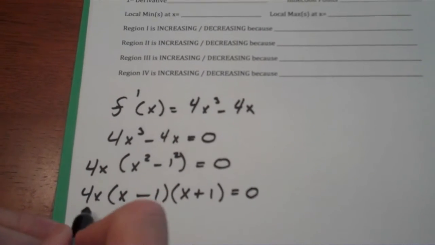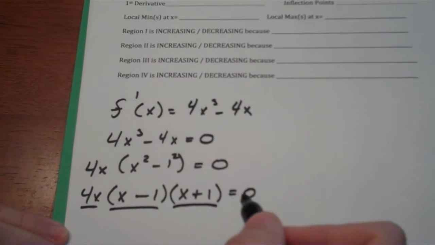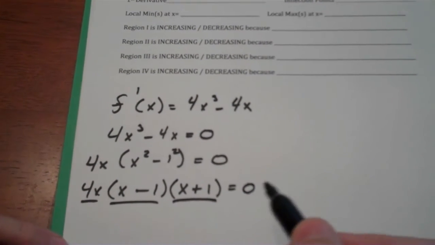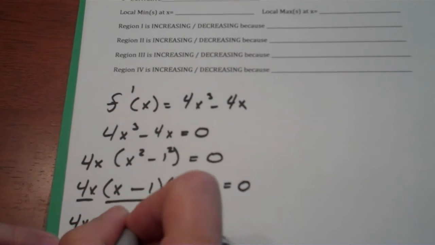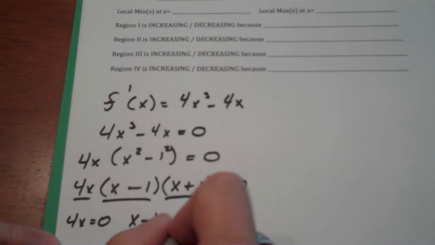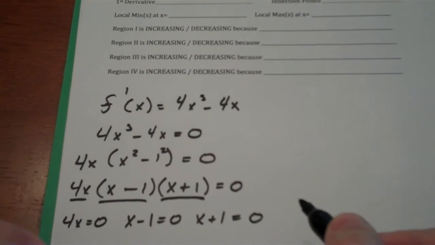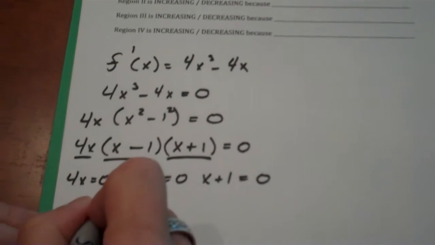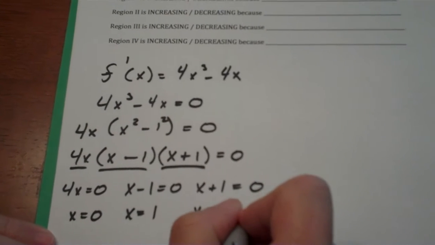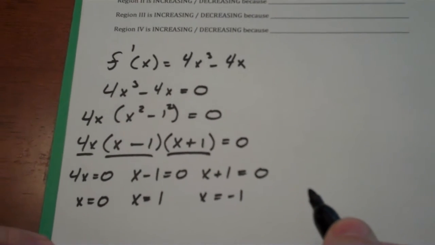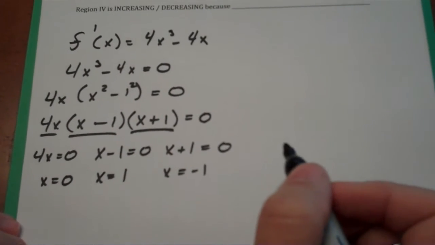Now at this point I have the product of three things: 4x, x minus 1, and x plus 1. If the product of those three things equals 0, then either 4x must equal 0, or x minus 1 must equal 0, or x plus 1 must equal 0. In this case, x equals 0, x would equal 1, or x will equal minus 1. Now those are my critical points. At this point, I now know where my critical points lie.